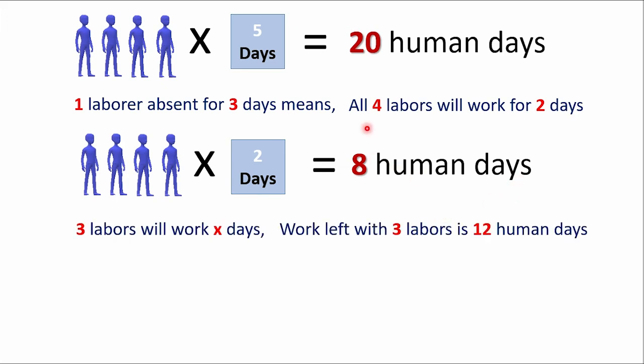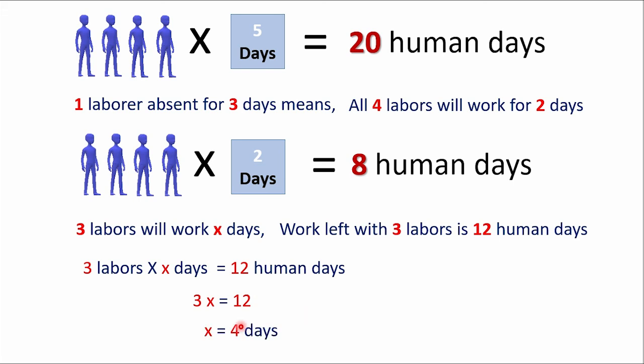Then we are left with 12 human days. That means out of 20 human days of work, 8 human days of work we have completed. So we are left with 12 human days. Now for 3 laborers, we don't know how many days they have to work, so make it x days. Then 3 laborers have to work x days to complete 12 human days. In an equation you can write 3 into x equals 12. So x means 4 days they have to work.